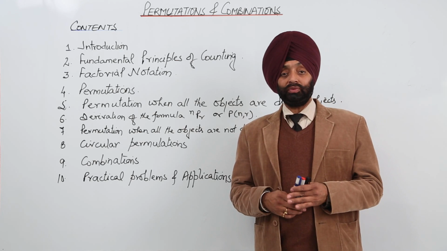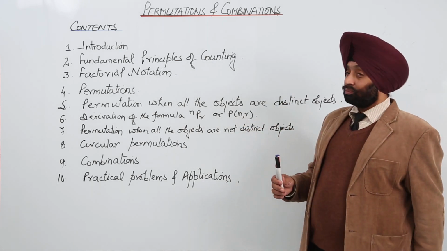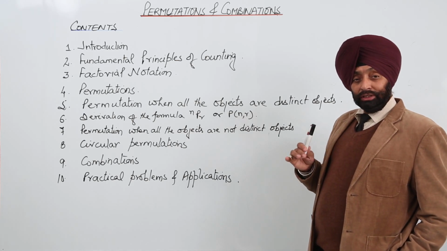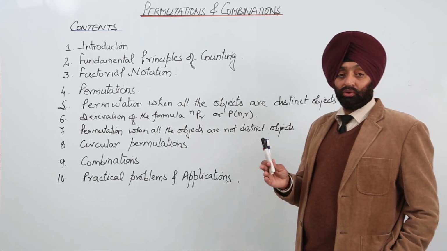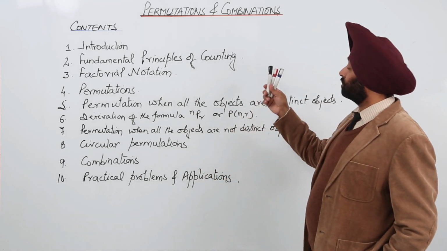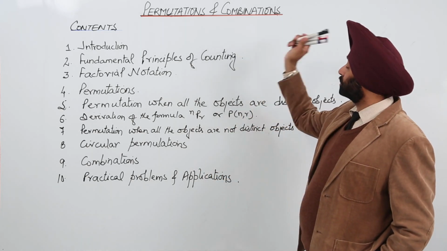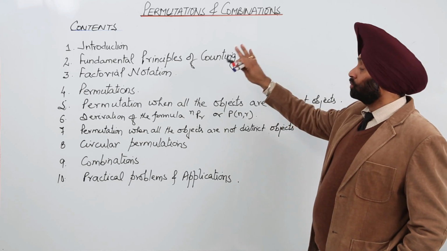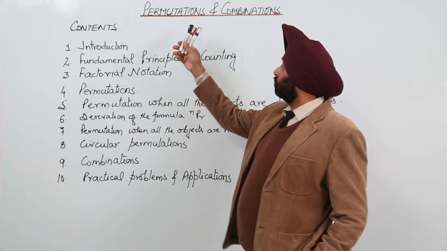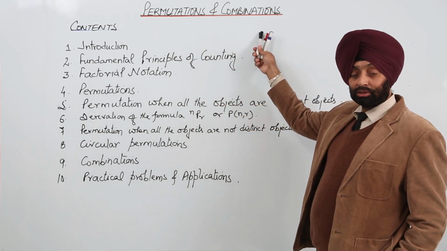In this chapter, first of all, whatever I have listed here, each and everything will be new for you. Now, going to the heading of the topic of the chapter, first of all it is permutation and combination. Two words together related with each other, one is permutation and another is combination.